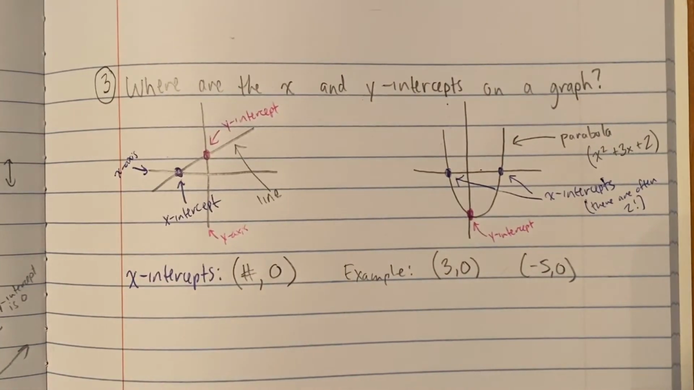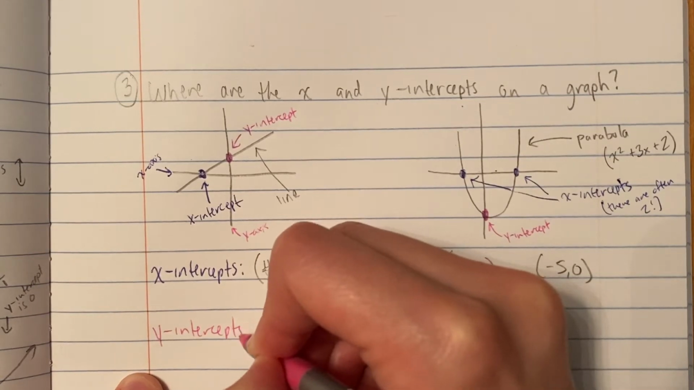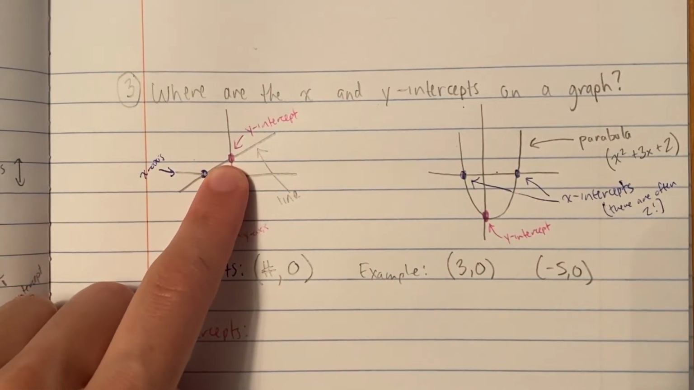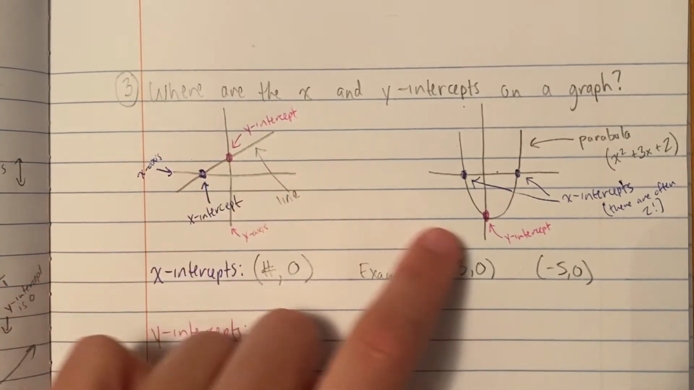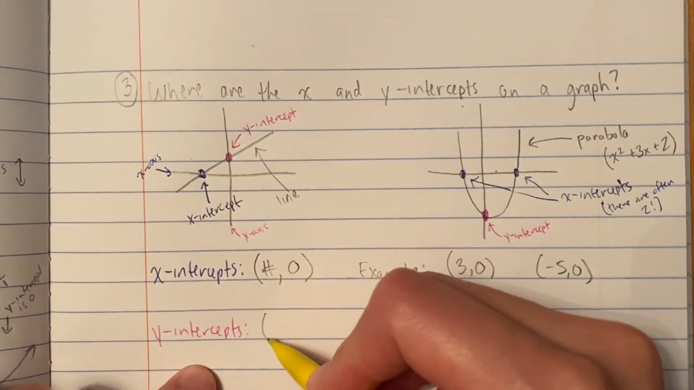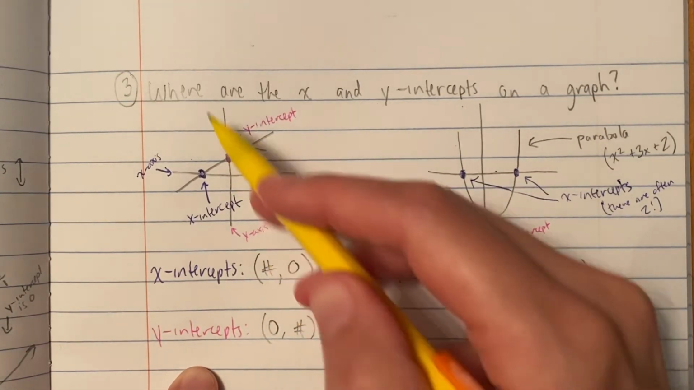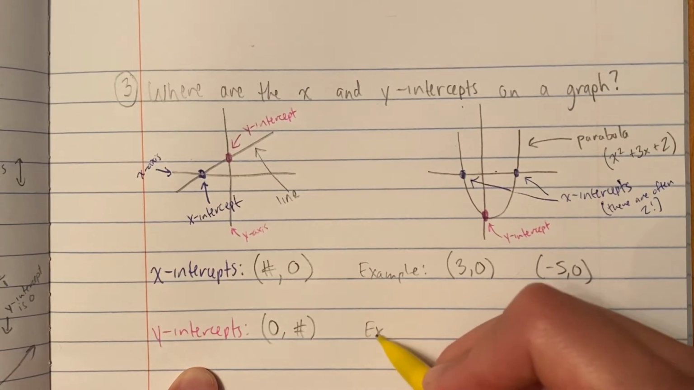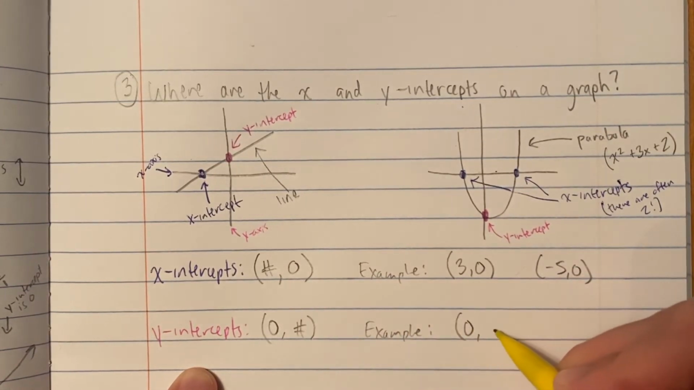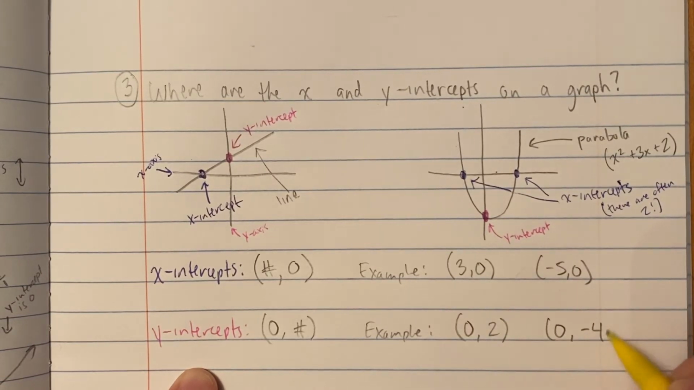Now, the y-intercepts are the opposite. The y-intercepts are on the y-axis. Think about the coordinates of this point. This might be 0, 3. This might be 0, -7, whatever it is. But here the x-coordinate is 0 and the y-coordinate is the number wherever it is on the y-axis. So for example, your y-intercept will be a number that looks like this, 0, 2, or 0, -4. Something like that.